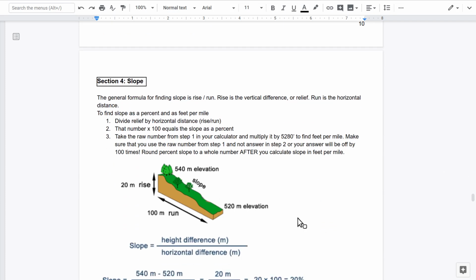Speaking of slope, the formula for slope is rise over run. Rise is the vertical distance or relief, and run is the horizontal distance. So in this example, we have a rise or the relief of 20 meters and the horizontal distance of 100 meters. There are 2 common ways in this lab that you will be asked to express slope.